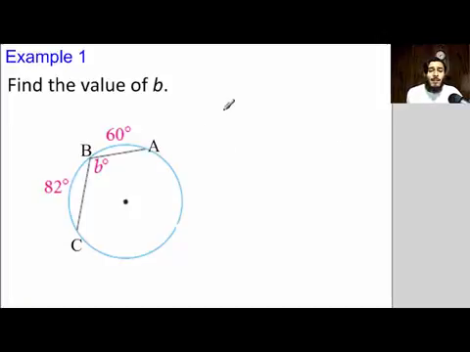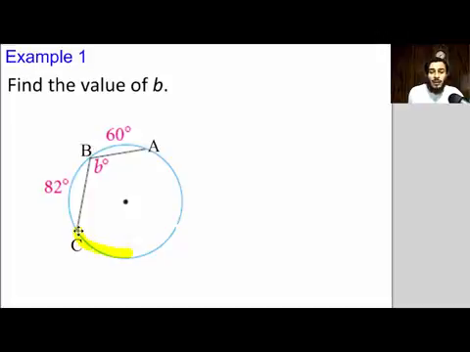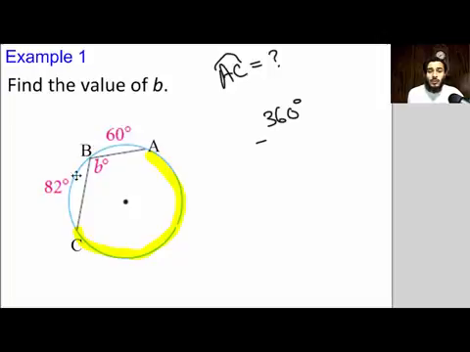In example 1, find the value of B. So here's how I'm going to approach this problem. I'm going to begin by finding the measurement of this arc. You'll recall that the whole circle is 360 degrees. So to get the measurement of arc AC, I need to find that first before I find B. So to get that measurement, I need to take 360 and subtract the sum of 82 and 60. So what's the sum of 82 and 60? That will be 142.